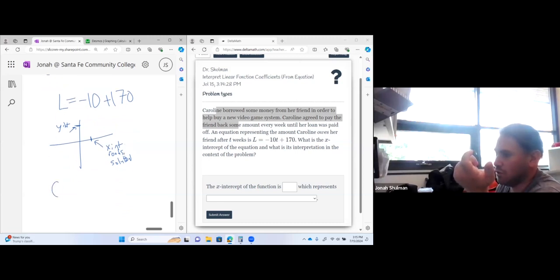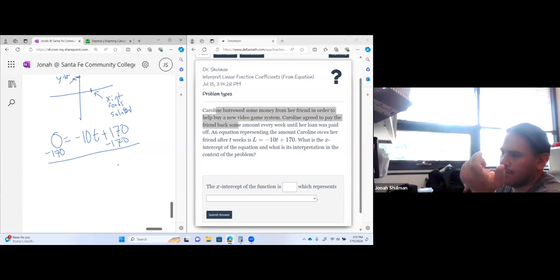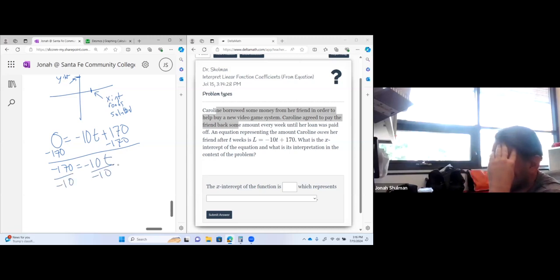So we want to know when our L is 0, when our loan value is 0. So that's negative 10T. I forgot my T. Plus 170. The first step is we have to subtract 170 from both sides. So negative 170 equals negative 10T. Divide by negative 10. And this means our x-intercept is going to be 17. So in 17 days, we've paid off our loan. That's what it means.